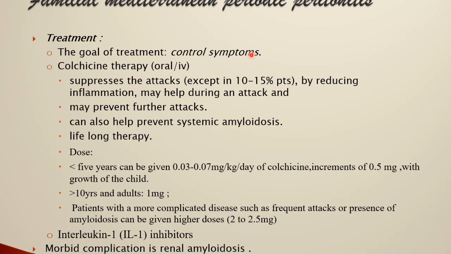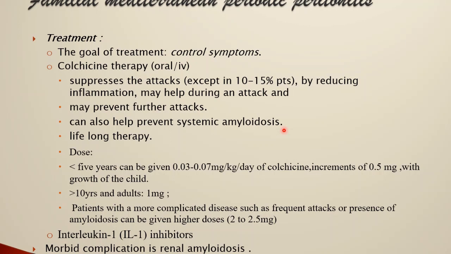And the best method of controlling it is called gene therapy, given orally or IV, and it suppresses the attack, except in 10 to 15%. It may prevent further attacks. It can also prevent systemic amyloidosis, which is the most notorious and more morbid complication of this disease, and it has to be continued as a lifelong therapy.